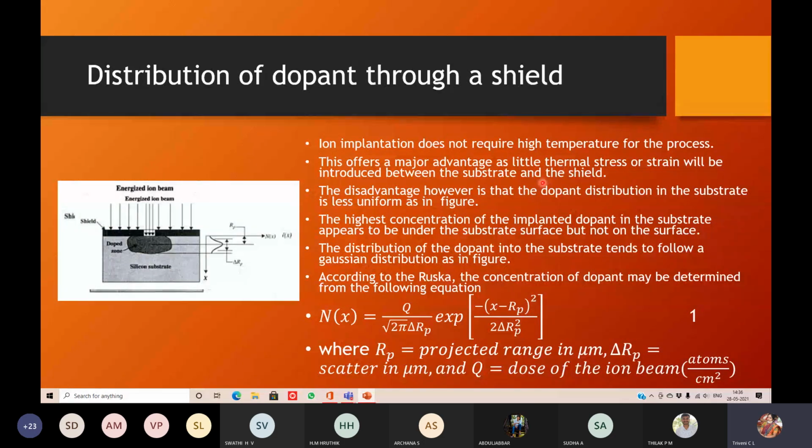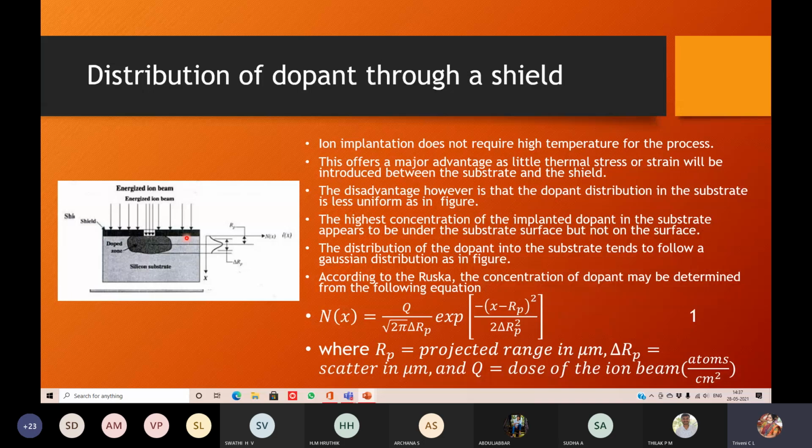The major advantage is that thermal stress or strain will not be introduced between the substrate and the shield here. But the disadvantage is what? The distribution. The higher concentration will be implanted at the middle portion itself, but as we move away from the surface toward the edges, it will be reducing. So that's what we discussed here.